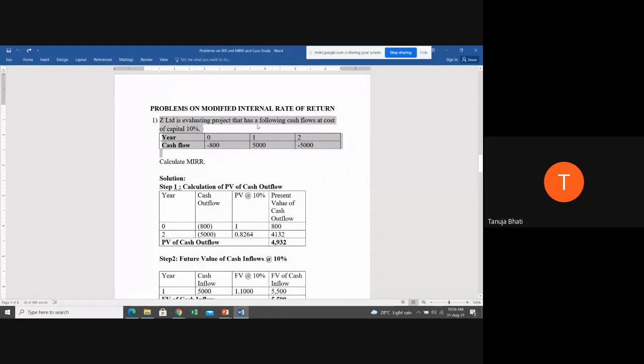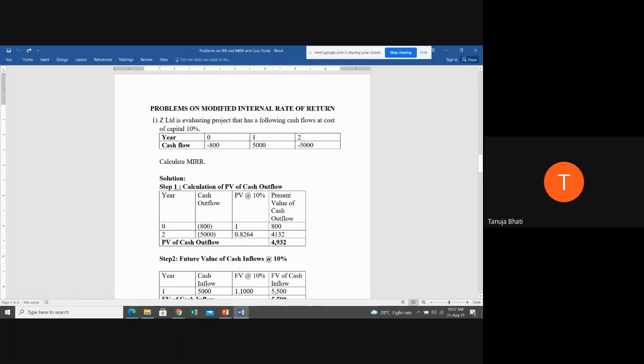X Limited is evaluating a project that has the following cash flows at a cost of capital of 10%. So your cost is 10%, that is K. Year 0, 1, 2. See students, in year 0, if the cash flow is minus 800, it means it is a cash outflow. Cash inflow will always be positive. Cash outflow will always be negative. If it is positive 5000, it is cash inflow. Again in year 2 it is minus 5000, so it is a cash outflow. Calculate MIRR. In only 3 steps you can get the answer.